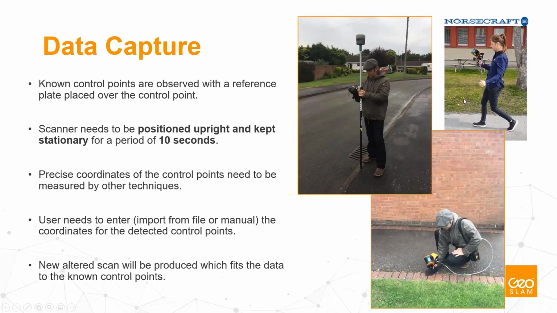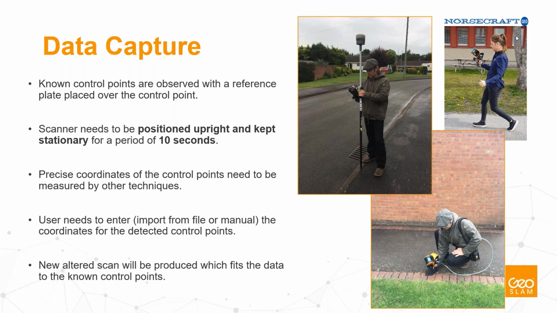So just going to data capture. The main thing to remember is that the known control points are supposed to be observed with that reference plate installed on your handheld device. The system has to be positioned upright and kept stationary for at least 10 seconds on that control point. It is quite important to keep it as stable as possible, because that can influence the accuracy of the control points and of the reference point detection.